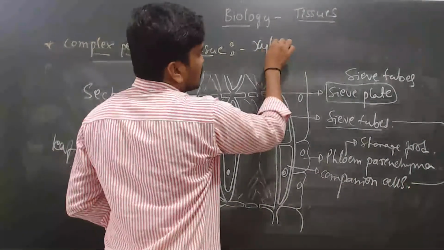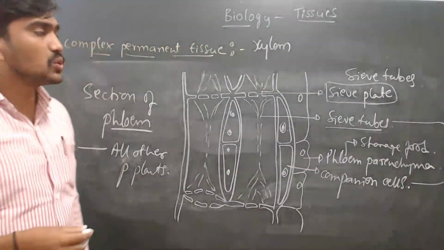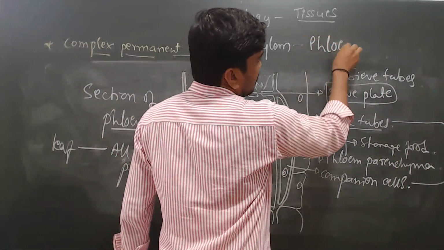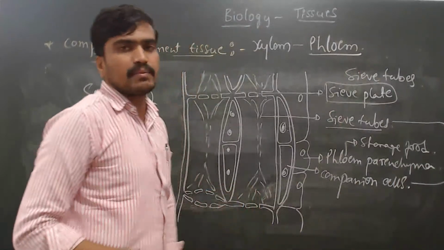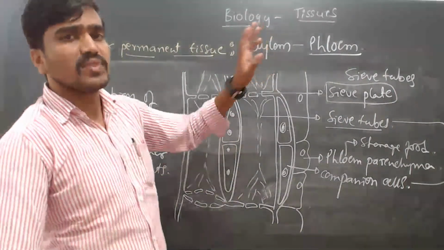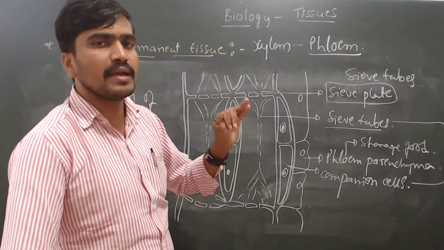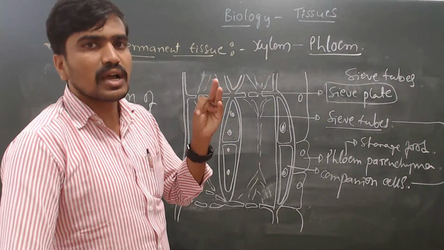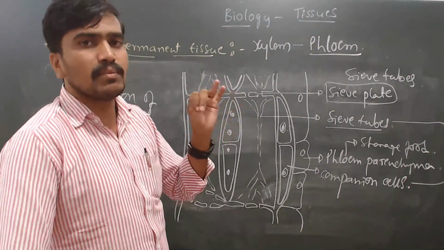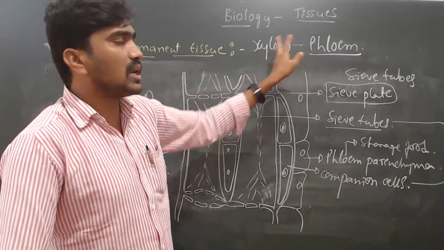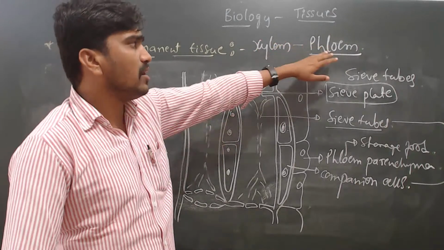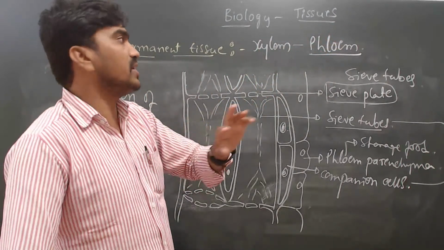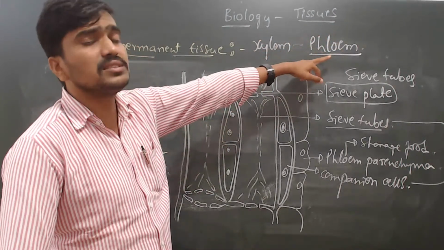This is about the two types of complex permanent tissue. One is xylem, water conducting tissue, and another is phloem, food conducting tissue. Once again, four components of the xylem: tracheids, vessels, parenchyma, fibers. In phloem, four components: sieve tubes, companion cells, phloem parenchyma, phloem fibers. In both, the last two are the same: xylem parenchyma, phloem parenchyma, xylem fibers, phloem fibers. But the first two are different: tracheids, vessels, companion cells, sieve tubes.